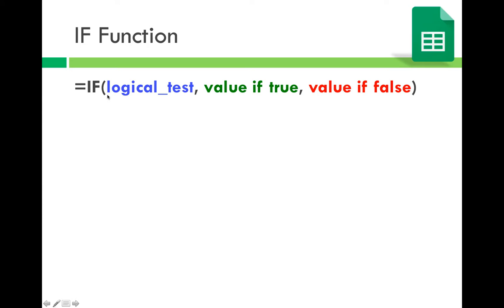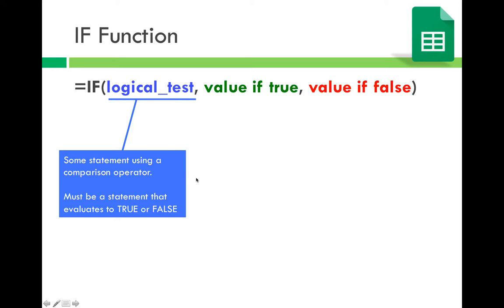Okay. Then the first argument is what Sheets calls the logical test. This is some statement that uses a comparison operator. And I'll show you some examples here in a second. It has to be a statement that ultimately is going to evaluate to true or false, right? So we're going to have to use comparisons like greater than, less than, greater than or equal to, less than or equal to, those types of things. Okay. So whatever we do here, this statement is going to have to be able to ultimately be evaluated as, is that true or is it false?